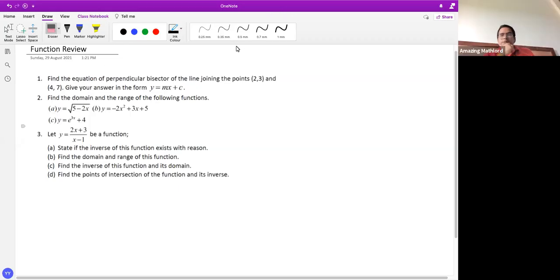So these are some of the questions that you can use for quick review of the functions. The first one is finding the equation of the perpendicular bisector joining the points 2, 3 and 4, 7. So first, when you look at the bisector, 2, 3 is here and 4, 7 is here. So you're going to find out the midpoint. Midpoint you find out by (x1 + x2)/2, comma (y1 + y2)/2.